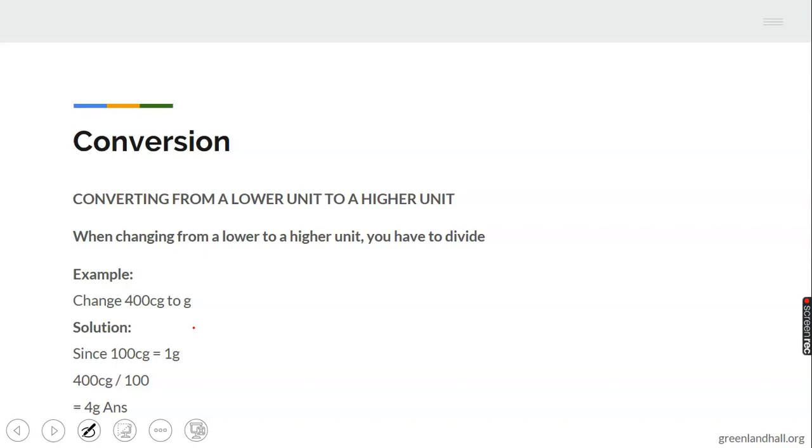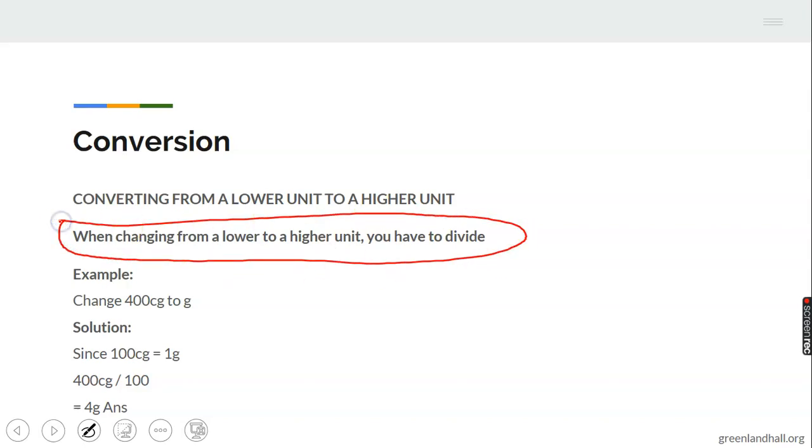This time around, I want to convert from a lower unit to a higher unit. And when we convert from a lower unit to a higher unit, keep this at the back of your mind. We do what? We divide. When you convert from a lower unit to a higher unit, you divide. So please don't forget this as well.